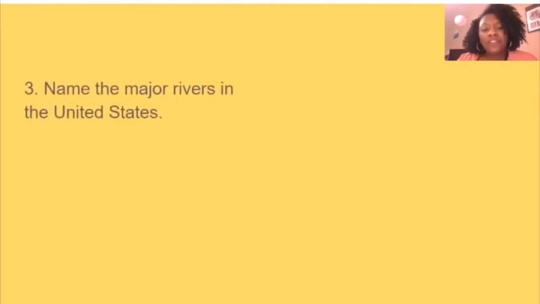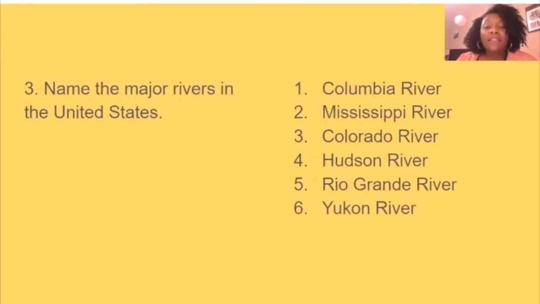Name the major rivers in the United States. That's right, boys and girls. The Columbia River, the Mississippi River, the Colorado River, the Hudson River, the Rio Grande River, and the Yukon River.